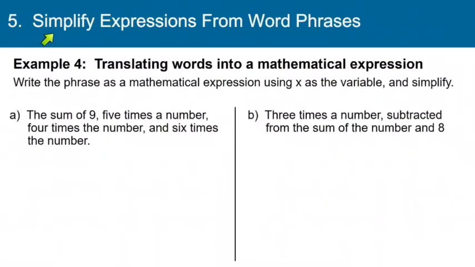Okay, now let's get just a little bit of practice simplifying expressions from word phrases. So let's look at example 4 here.